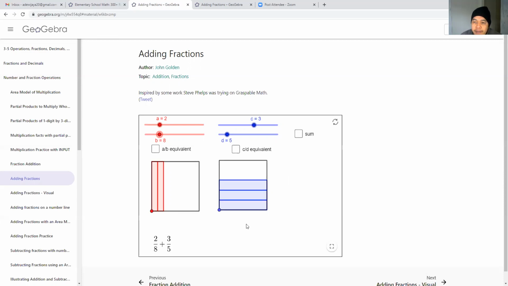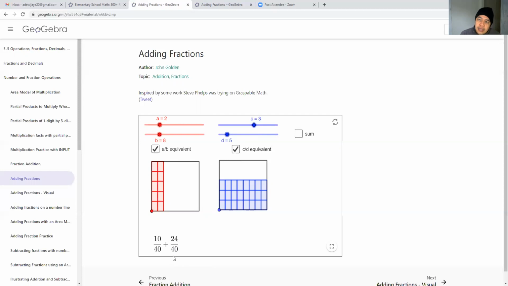What it does here is it tries to give you the equivalent value. So for example, before 2 on 8, now when you add it with 3 on 5, the common denominator that you want to have here is 40. So let me do the second one also. This is 3 on 5, it becomes 24 on 40.